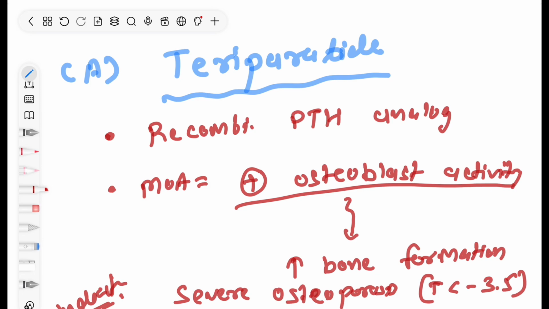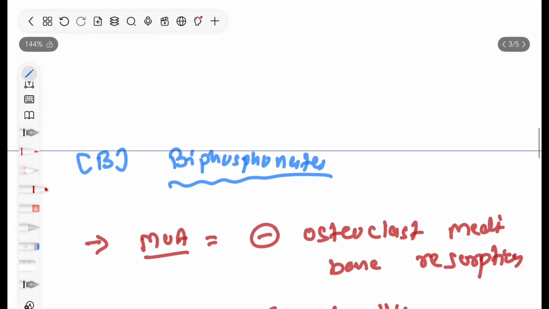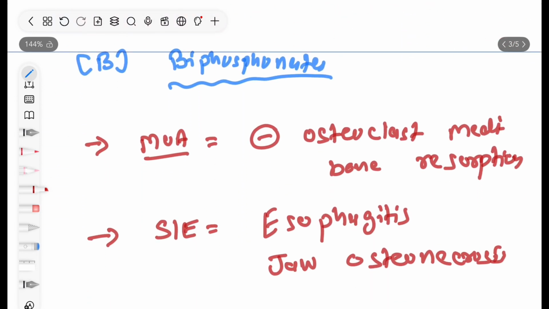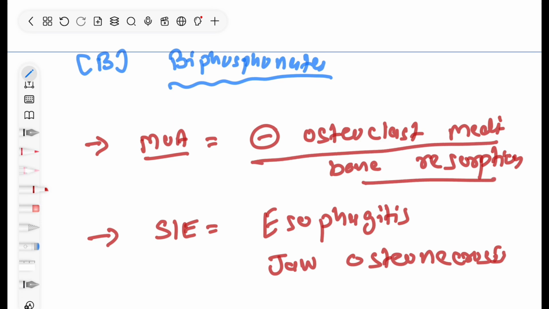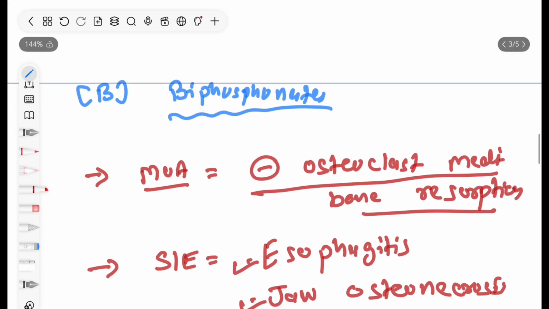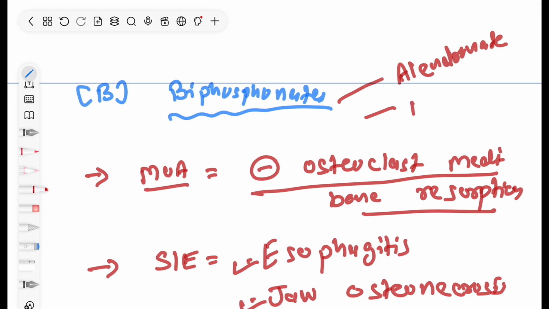And option B is biphosphonate. The mechanism of action of biphosphonate is to inhibit osteoclast-mediated bone resorption, and the side effects are esophagitis and jaw osteonecrosis, and sometimes atypical femoral fracture also, but it's rare. Examples of biphosphonates are alendronate, risedronate, and zoledronic acid.